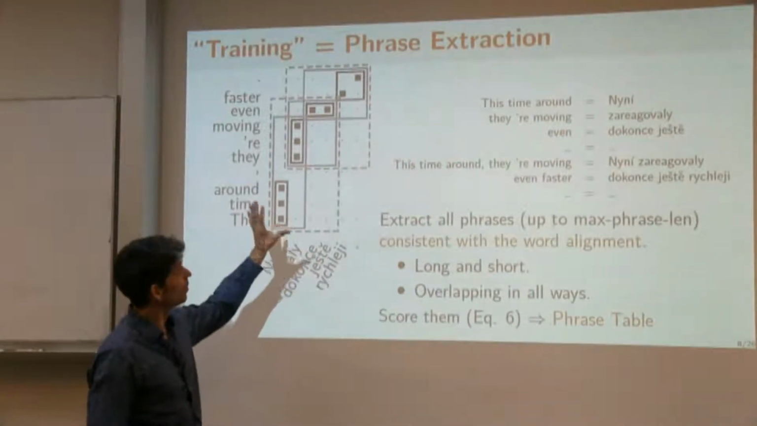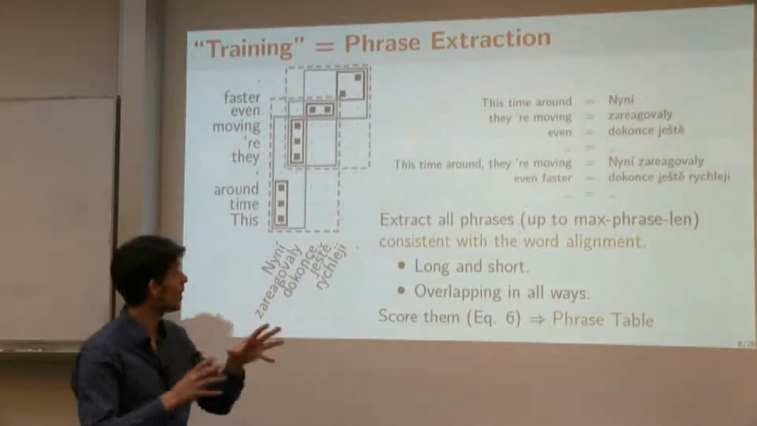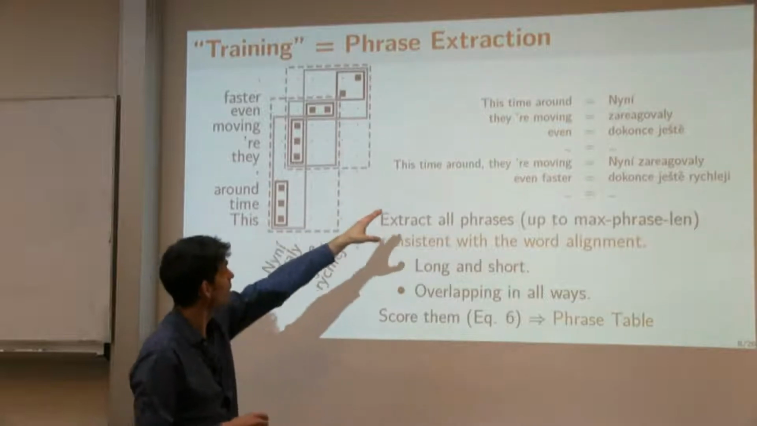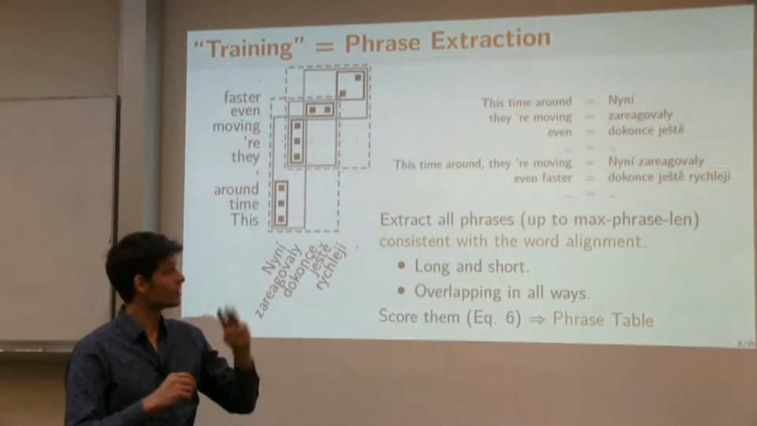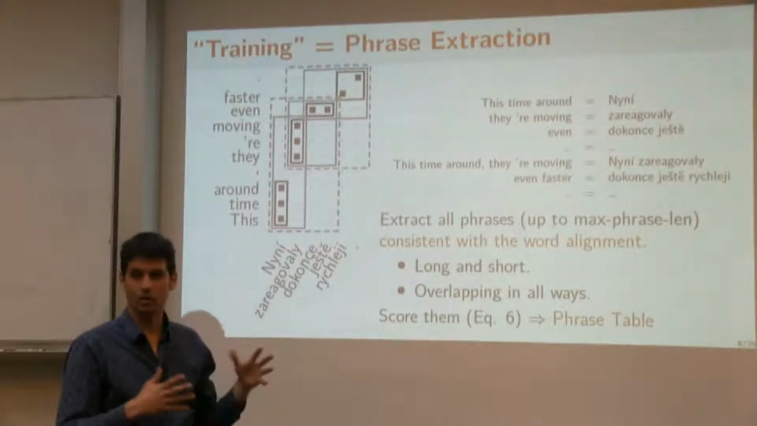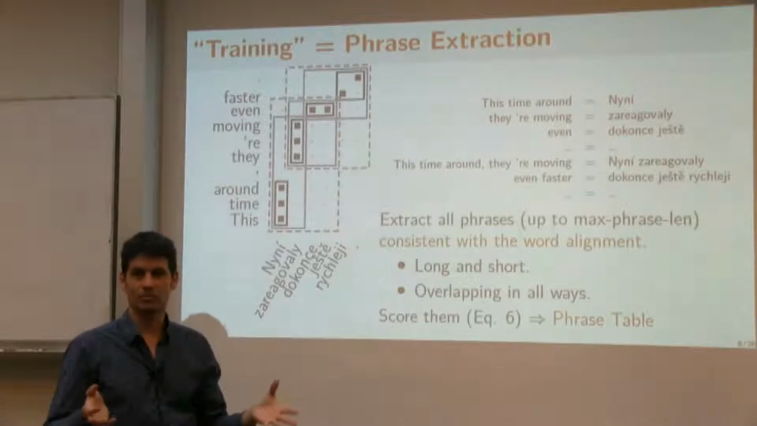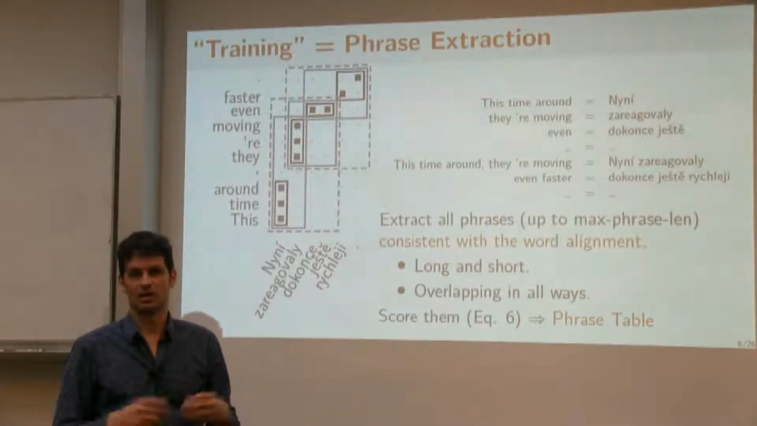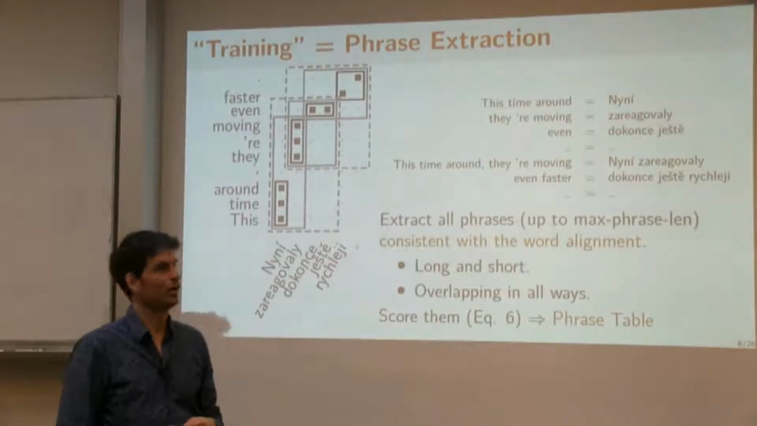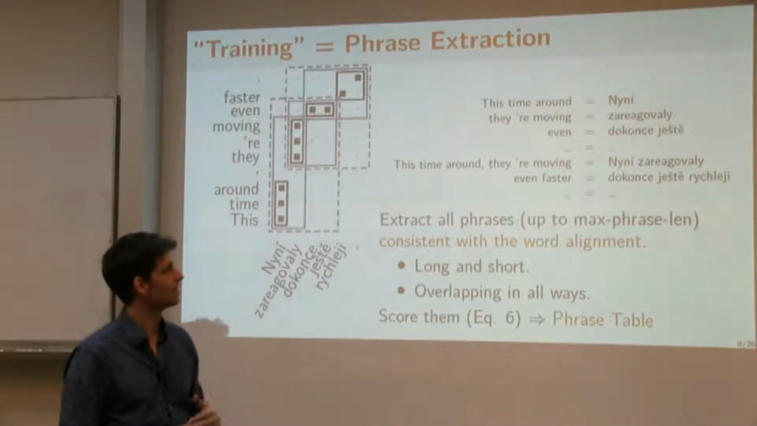So you extract all phrases, short and long, and they are overlapping in many ways. So you extract "this time around", and you are also extracting "this time around" as it moves. If your sentence is shorter than the 10-word limit, then you also extract the whole sentence as one translation unit. And the phrase-based system then has the capacity to simply copy the full output as it has seen it in the training data.